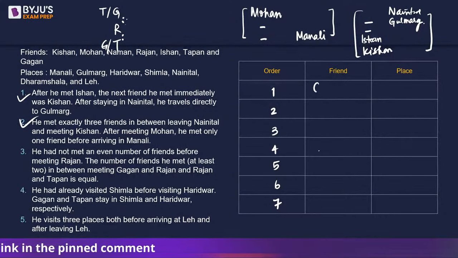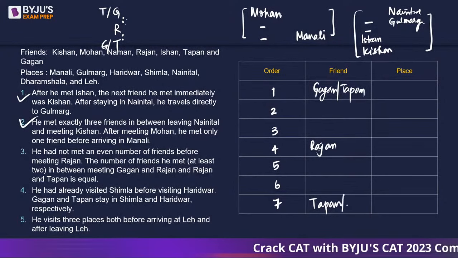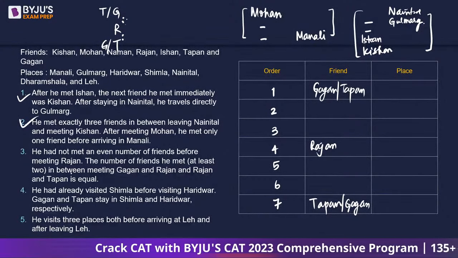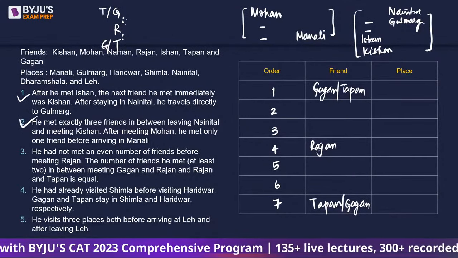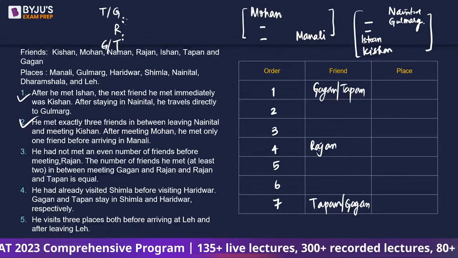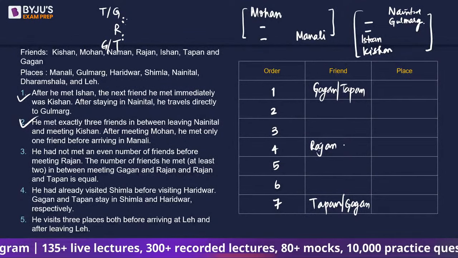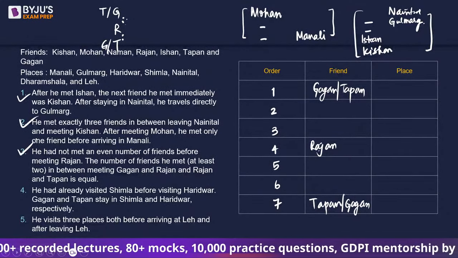So we can have Gagan here. We will have 2 friends and Rajan, 2 friends and then Tapan. Or we can have Tapan here, 2 friends and Rajan and then Gagan. Right? The number of friends he met between Gagan and Rajan and Tapan is equal and it is at least 2. He had not met an even number of friends before meeting Rajan. This is also fixed. Okay, third statement is completely done.